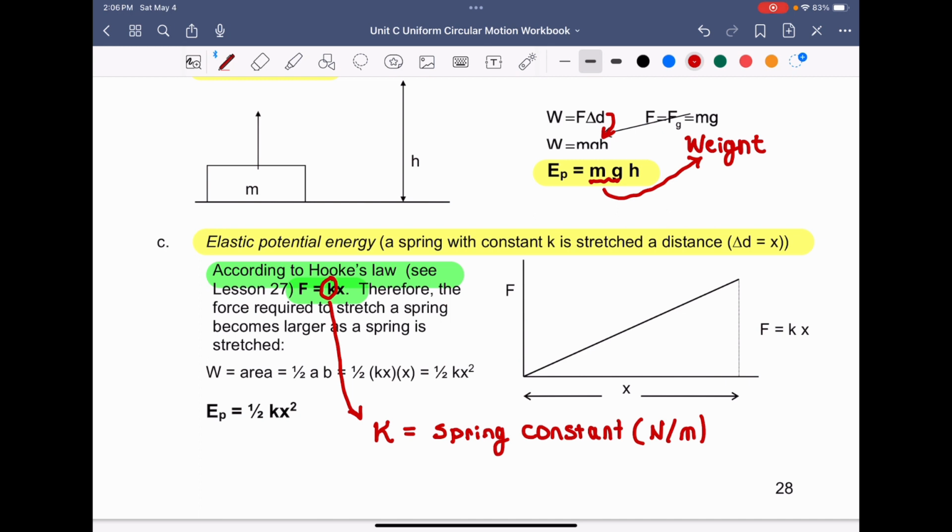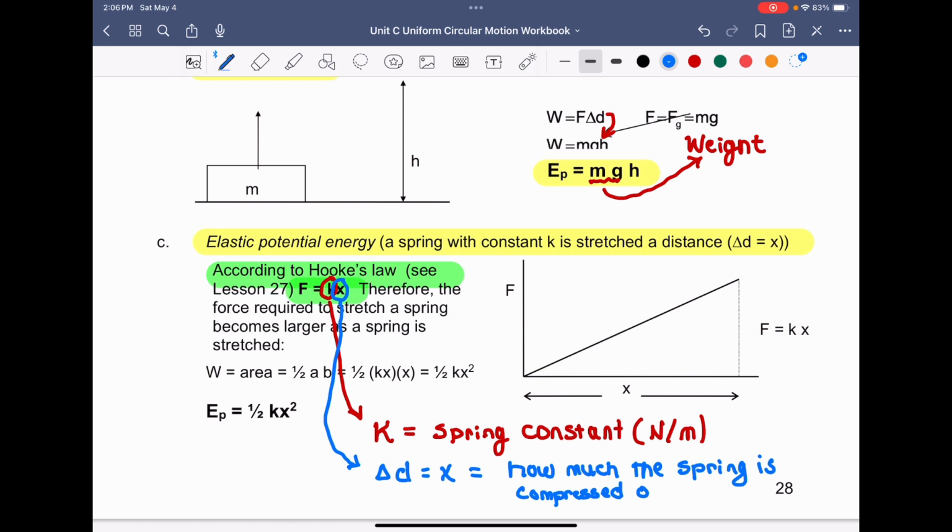Now, the other piece, just like we were saying here, you'll want to circle your X and say the X is symbolic of the change in distance. So we look at the change in D, which is equal to X, which is equal to how much the spring is compressed or stretched, because it could be either one. And we're going to see that very shortly. Now, out of this formula, here's what we have.